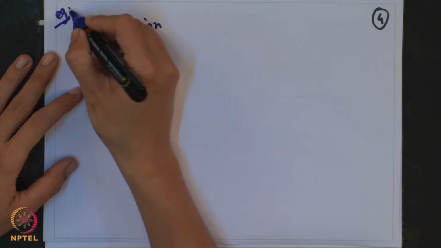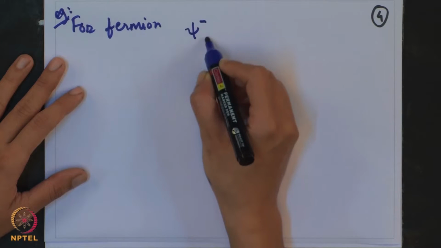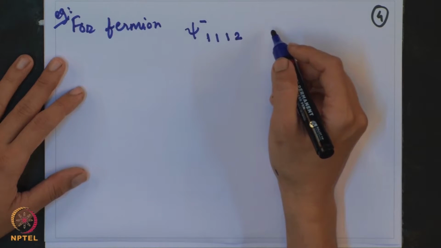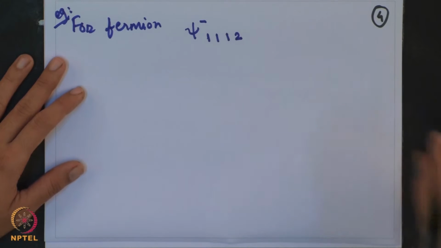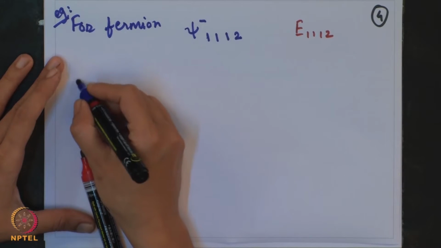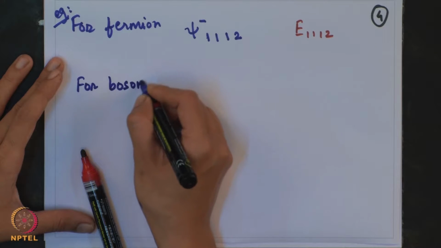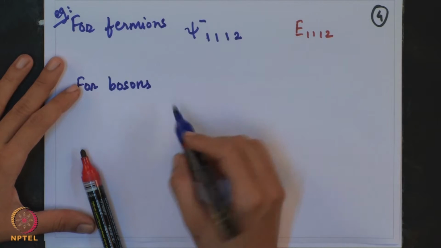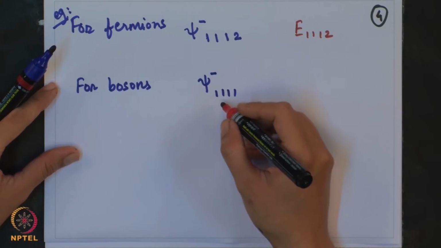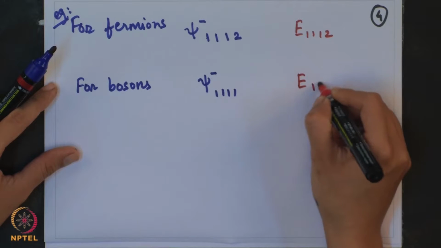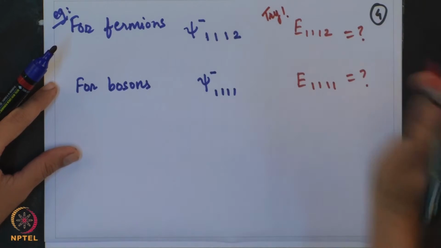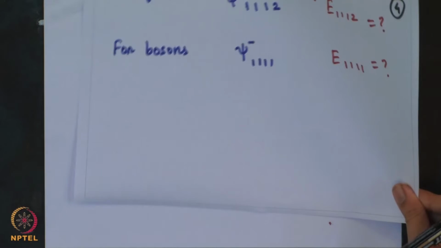As an example, just for fermions, this is an example you can try. For fermions, if a wave function psi minus 1 1 1 2 is given to you, what will be the possible energy? So you calculate E 1 1 1 2, what do you get? And you can take one more example for bosons. If the composite system is of two bosons, then let me take the same quantum numbers. What will this be? So just try this.